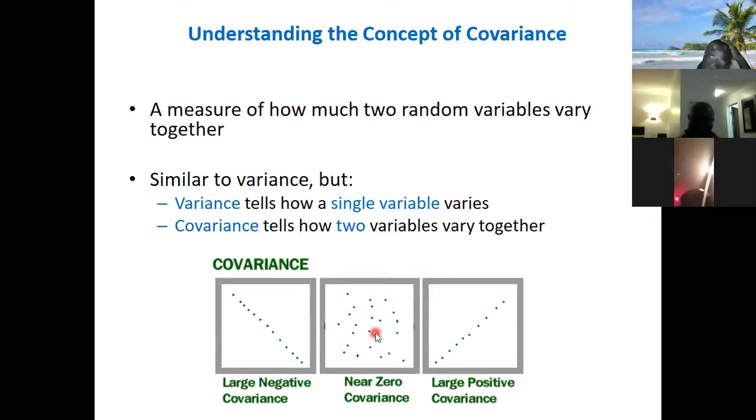So if they don't have covariance, they don't covary at all. Okay, the first one, they covary in opposite direction. That is, as one increases, the other one decreases. If this one is decreasing, the other one will increase.